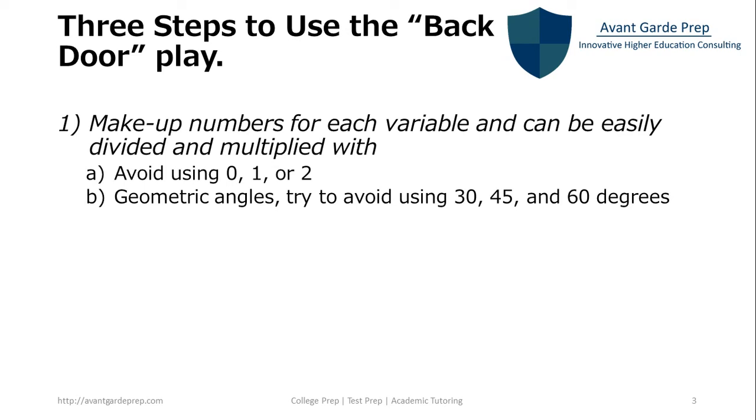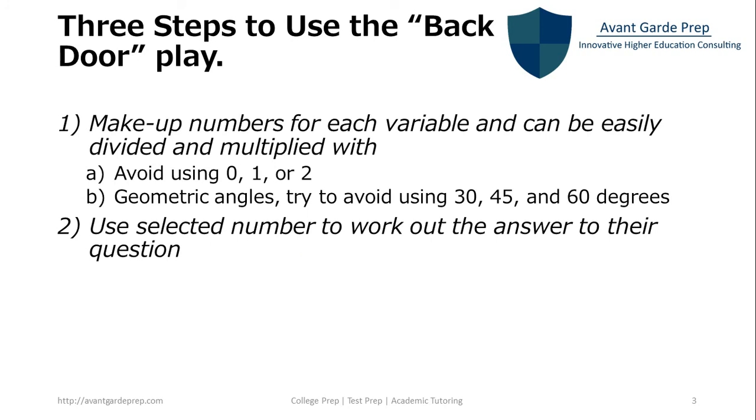When you do choose your numbers, try to pick numbers that will make your math simple. You don't want to make your math difficult. Also, be sure to avoid using numbers like 0, 1, or 2. This will limit your work later on. If the problem involves angles, avoid using 30, 45, or 60 degrees.